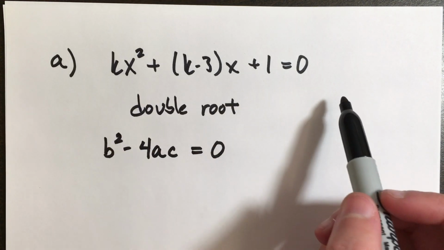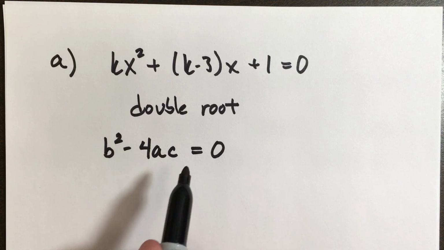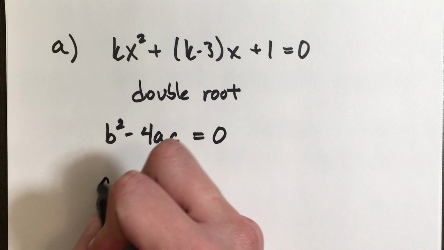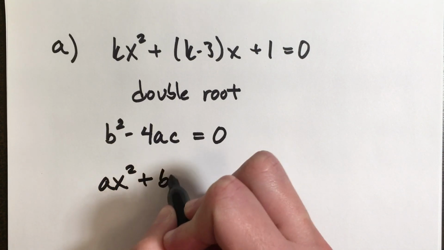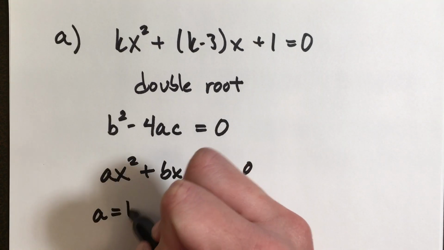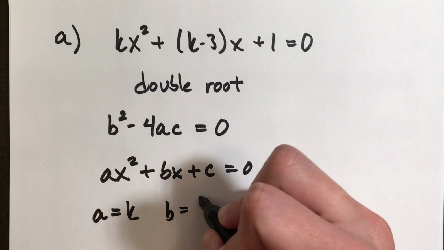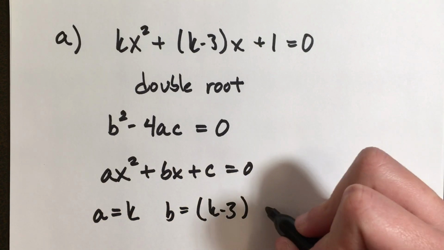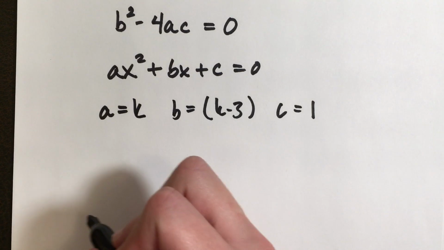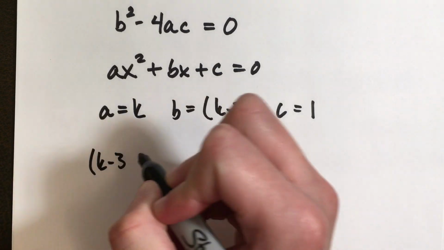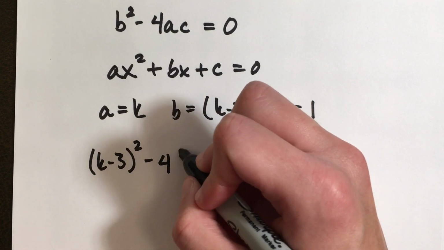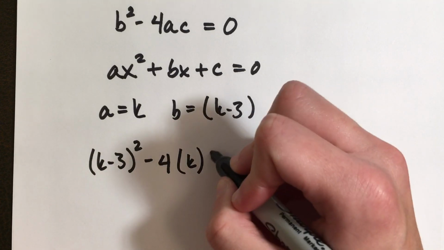Now, using our equation, we have to substitute values in for a, b, and c. This is based off our standard form, ax squared plus bx plus c equals 0. So a is k, b is k minus 3, and c equals 1. Now we're going to plug that into our discriminant: (k minus 3) squared minus 4 times k times 1.